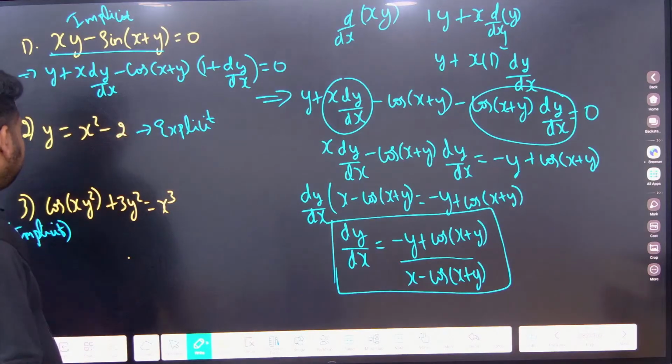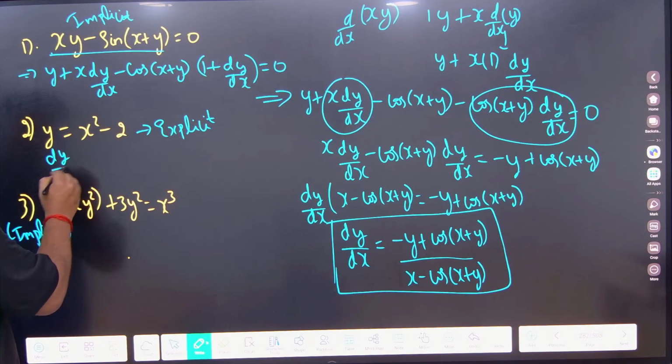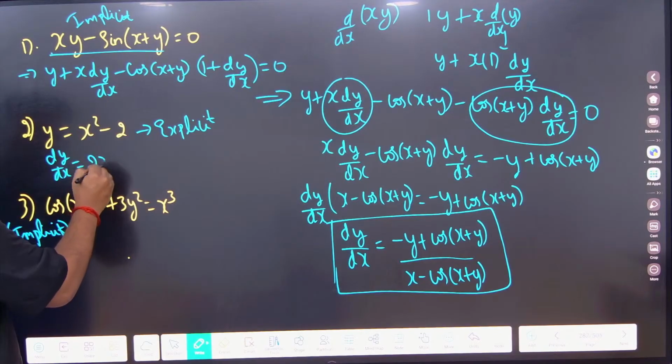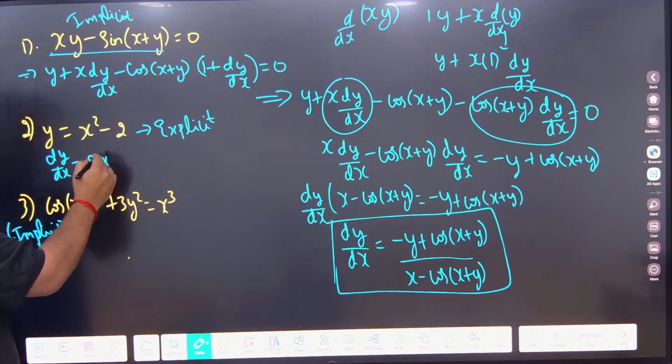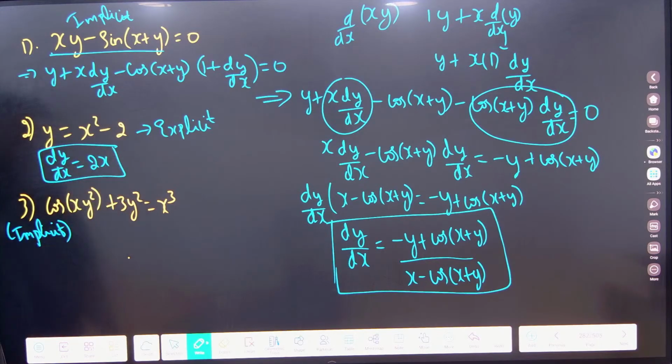This is explicit. What can I write here? Simple. Dy by dx is equal to what? 2x minus 0, because differentiation of a constant is what? 0. No need to write 0. Keep it as it is. Dy by dx is equal to 2x.